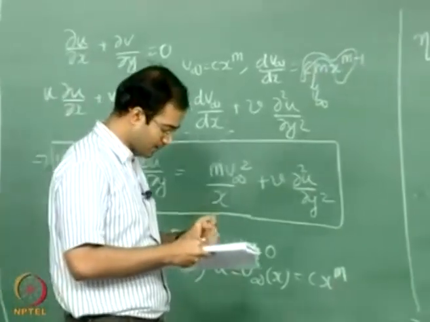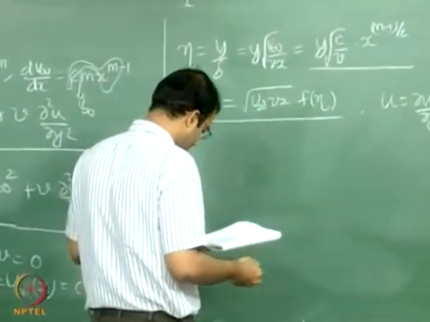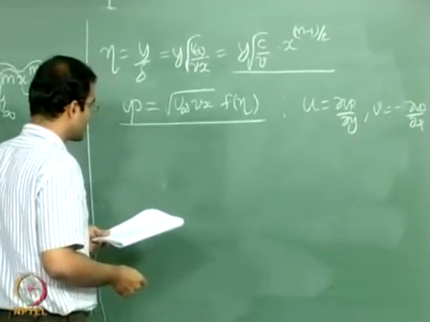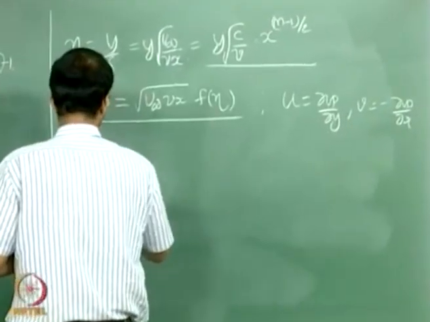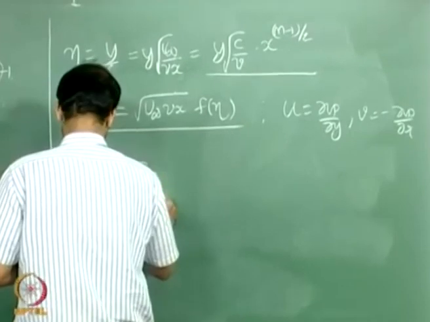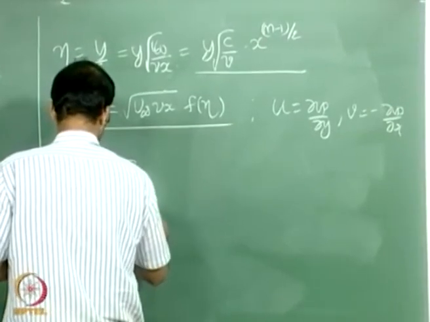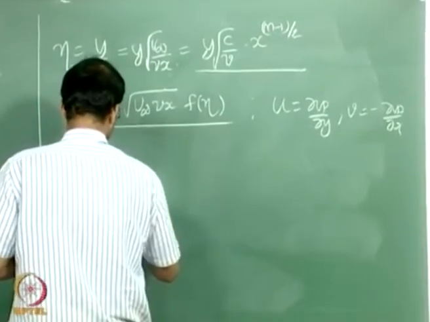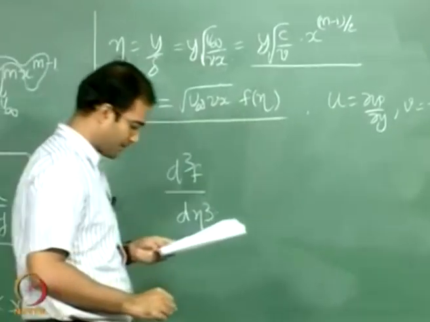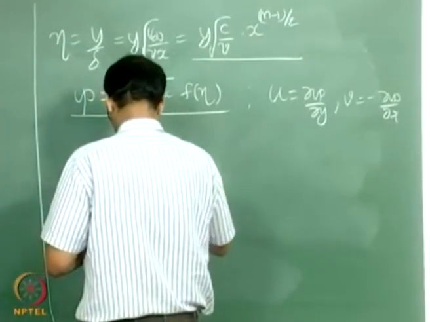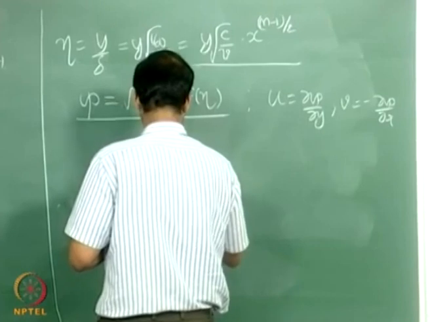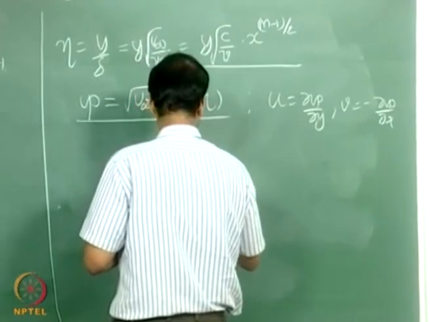Once you substitute into this, I will leave it as a nice exercise for you. It will reduce to an ODE in terms of f and eta without any terms in y and x appearing. So this confirms that a similarity solution to this class of problems is possible.